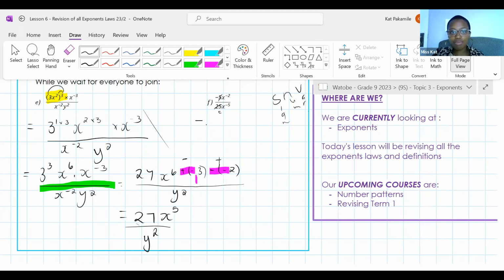5 goes into itself once and into 25 5 times. So number wise, we have a 1 and a 5. Then we have x at the top to the negative 2. We are dividing, so if we're dividing, we minus negative 5. Wonderful, okay? So it'll be negative 1 over 5. And this negative becomes a positive. So negative 2 plus 5 would be x cubed. Okay. There we go. Final answer.